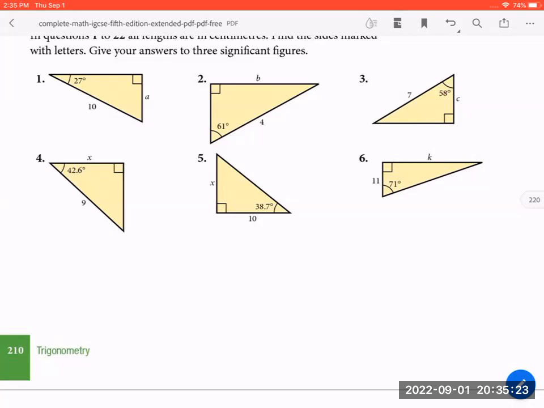So do it in your calculator. Give it to 3 significant figures. It doesn't work when I do 10 sine. Does it have to be sine 10 or what? There's nothing inside the bracket. 27. The angle is 27, and you have to put the angle inside? Sure.